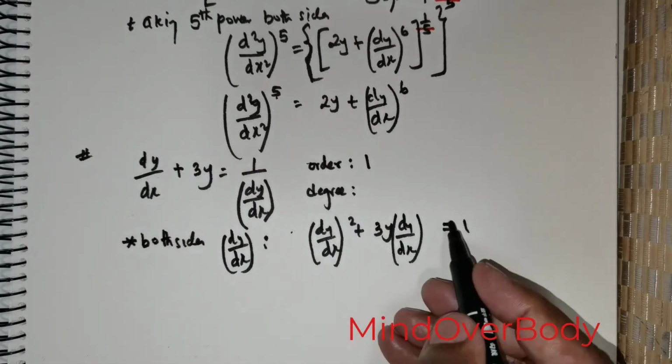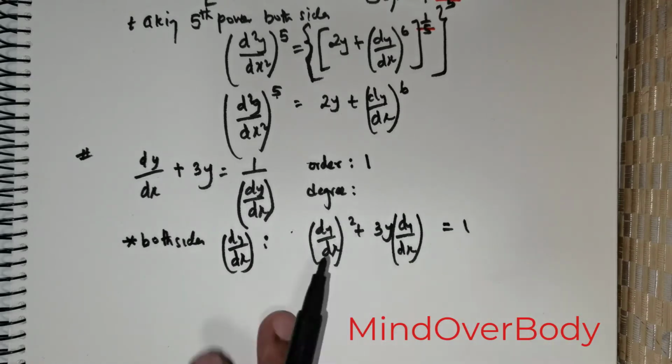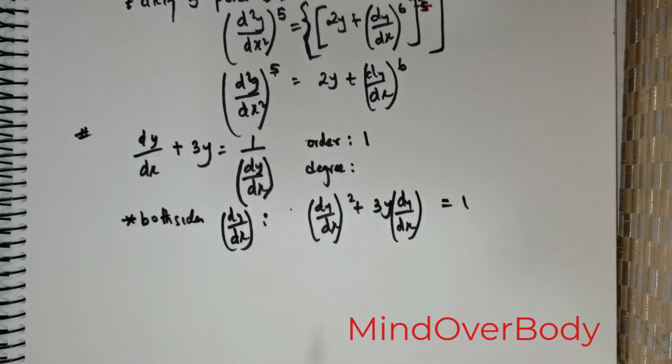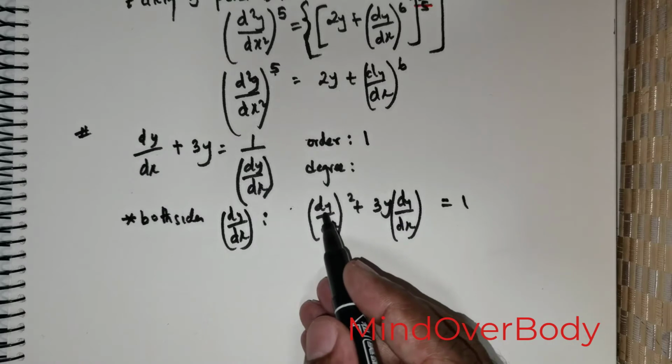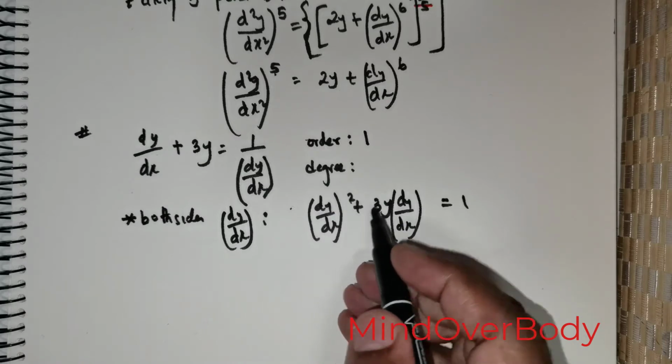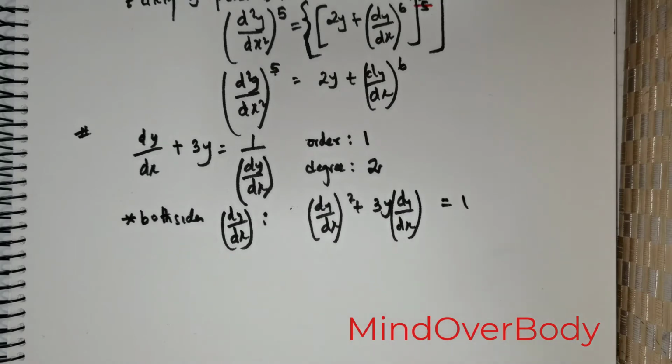And of course I can bring this 1 to the left hand side, but it does not matter because this is already in the form that we wanted. Now clearly you can see this is the highest differential, and what is the power here? 2. So that would be the solution for this question.